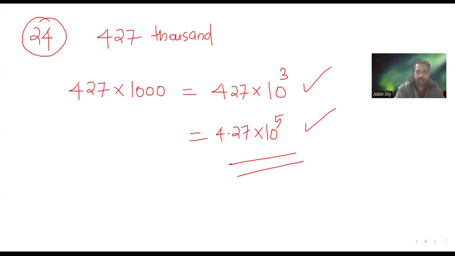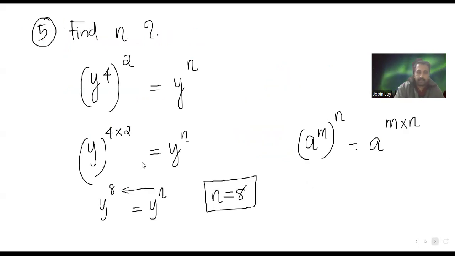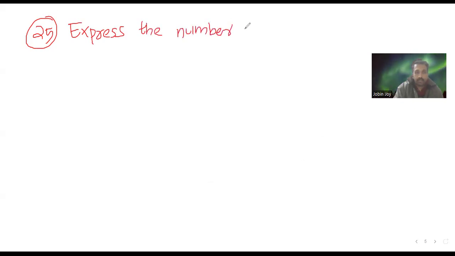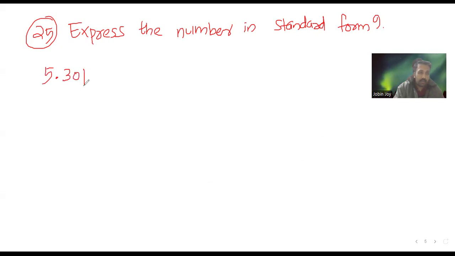Then question number 25. Express the number in standard form. 5.301 into 10 raised to 7 equals.